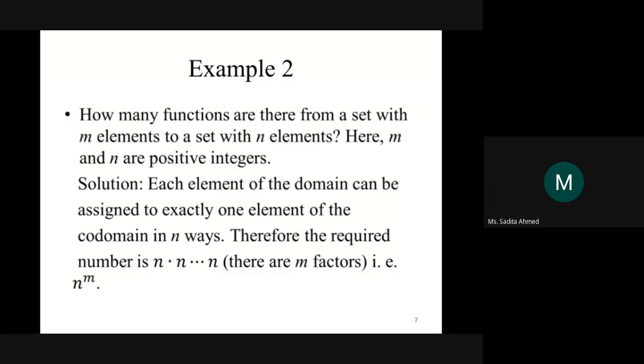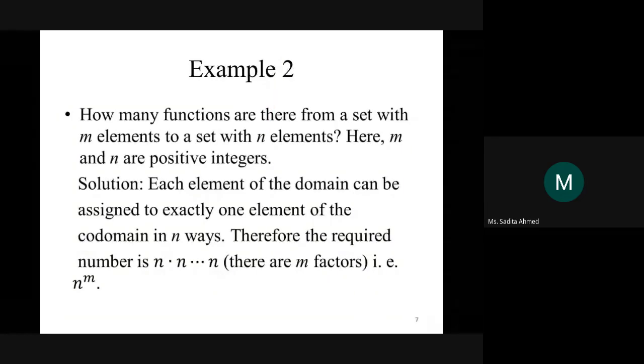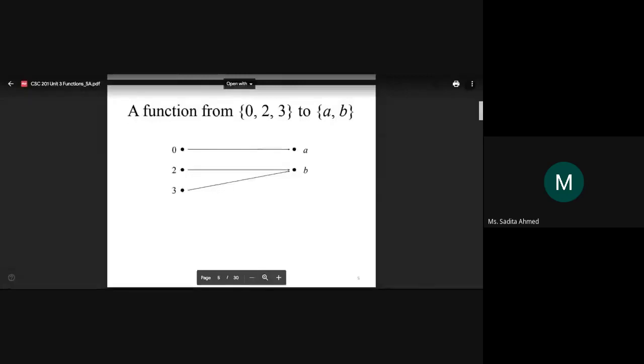So in order for this to work, M and N have to be positive integers. Also, on top of that, M has to be less than or equal to N in order for us to have any one-to-one function at all. M has to be less than or equal to N.